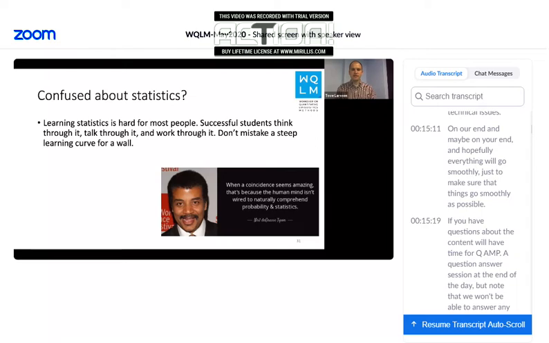My feeling is that statistics is hard for most people, and that if we don't make a concerted effort to push through the challenging times and to try to do everything that we can to understand, we may find ourselves hitting what feels like a wall. But often that wall is just a steep learning curve that can be overcome with effort and with talking to people and with getting help. And we hope this workshop will be part of the solution for those of you who feel confused.